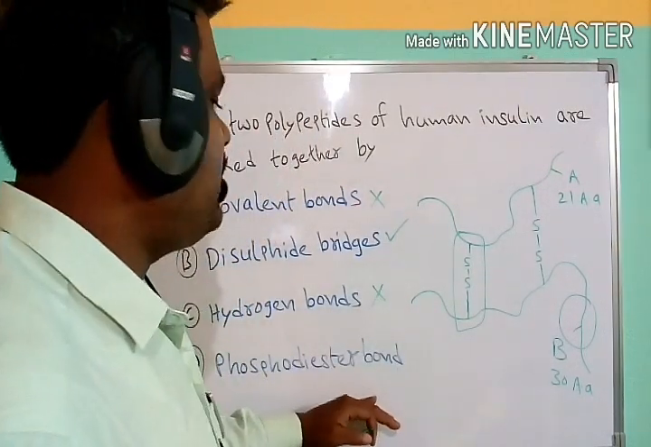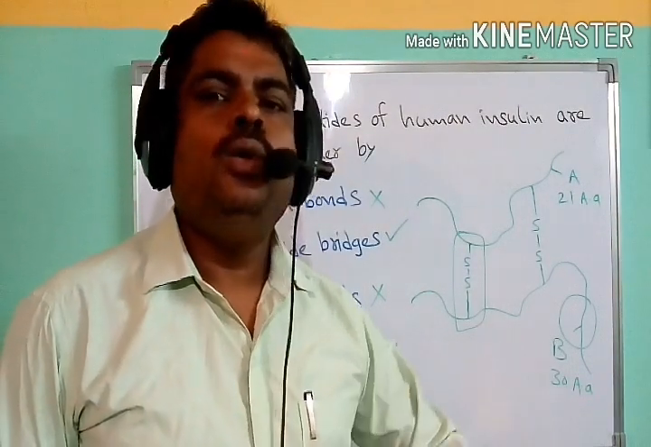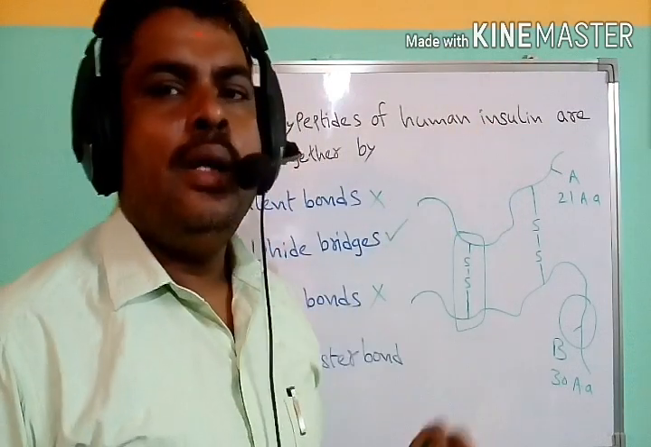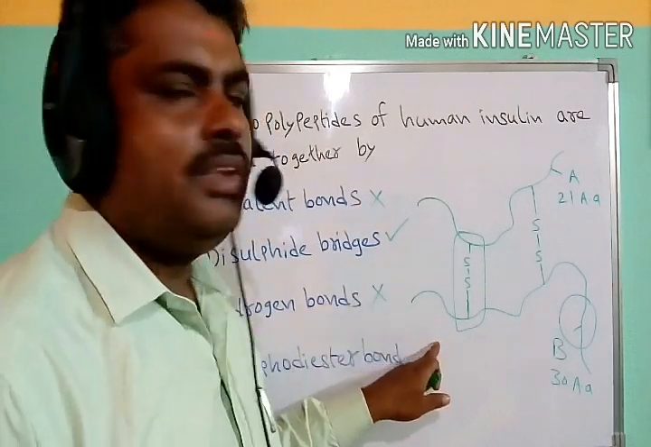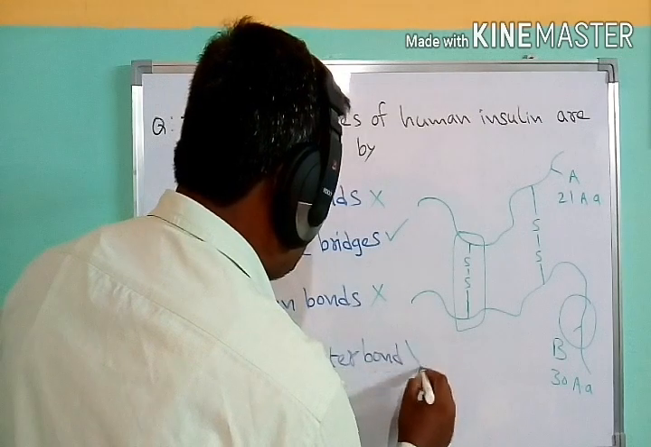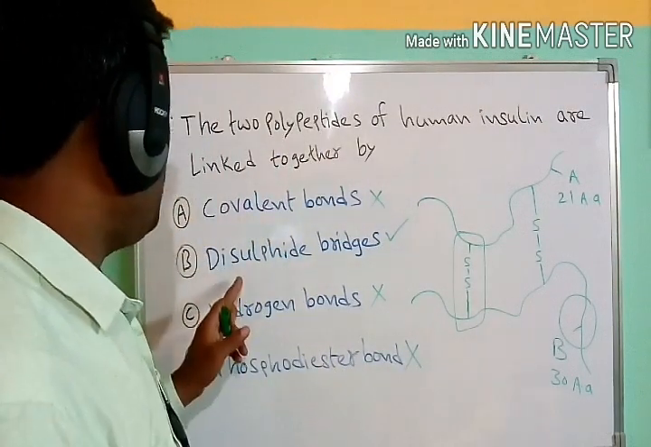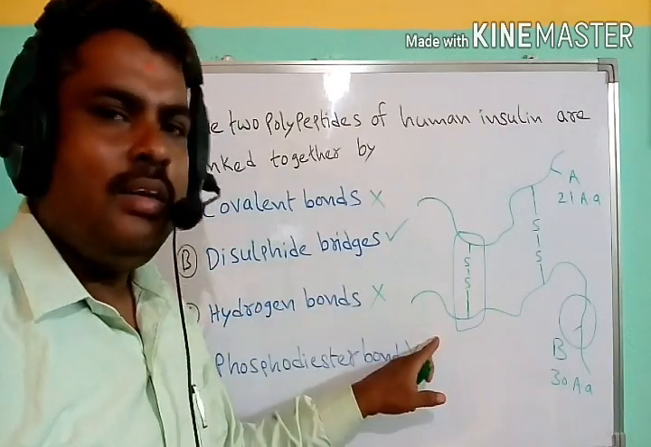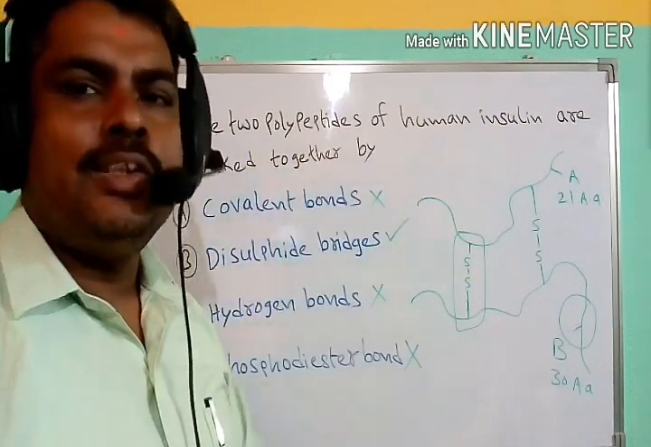Next, phosphodiester bond. Phosphodiester bonds are generally observed in nucleic acids only. Human insulin is a peptide hormone, so no phosphodiester bonds are observed in this insulin. So it is not a correct option for this question. So which is the correct option? Disulfide bridges are responsible for linking the two polypeptides in insulin.